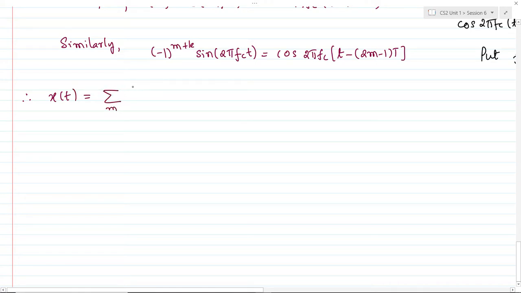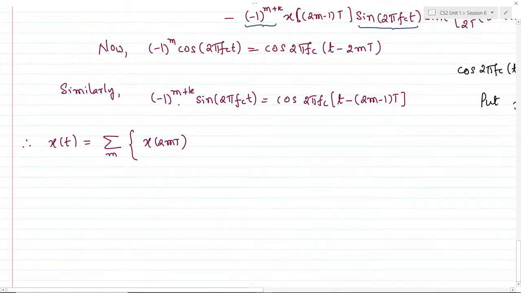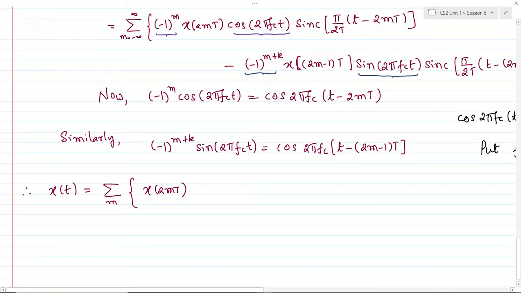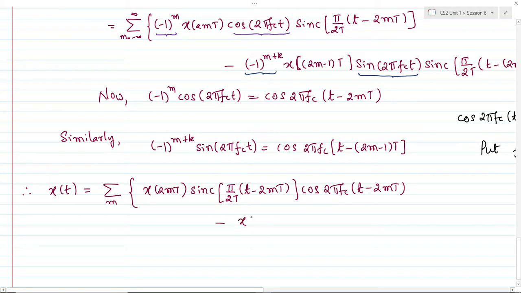Both terms are clubbed together, and we have expressed this as the cos 2 pi fc t term. So what is left here is x of 2mt times sinc of pi by 2t times t minus 2mt, times cos of 2 pi fc t minus 2mt. Okay, this is the first part. The second part is x of (2m minus 1) times t, sinc of pi by 2t times t minus (2m minus 1) times t, times cos of 2 pi fc t minus (2m minus 1) times t.